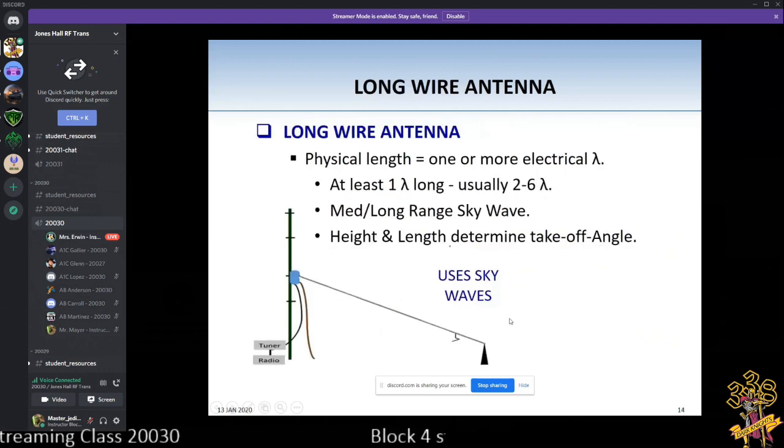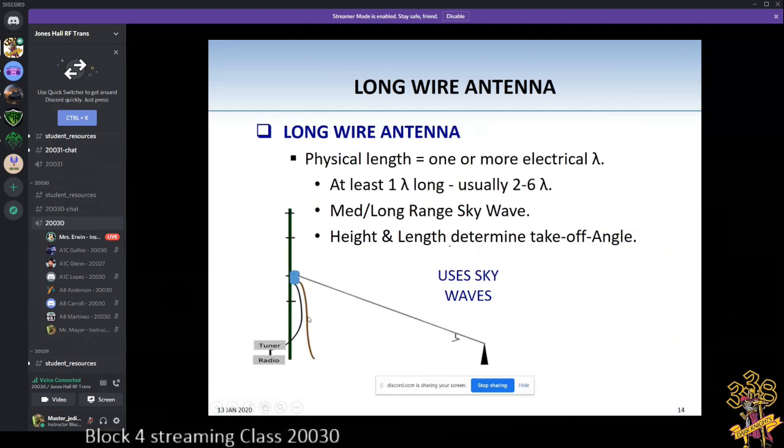This is a repeat. We just went through this. Okay. Long wire is exactly that, a long wire, wanted at least one wavelength long. Again, wavelength is determined by your frequency. You usually are going to have your long wire that is 6 wavelengths long.